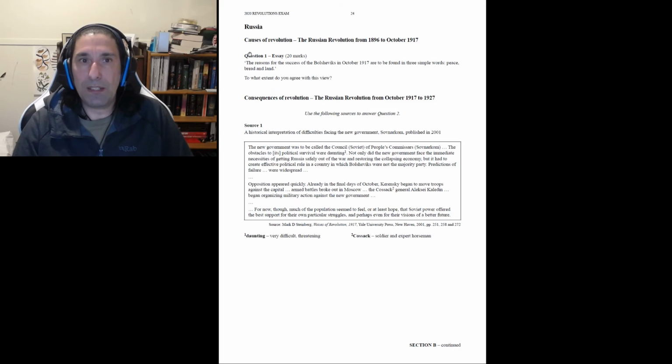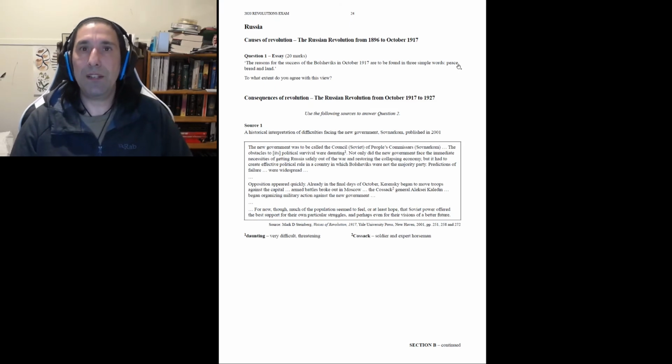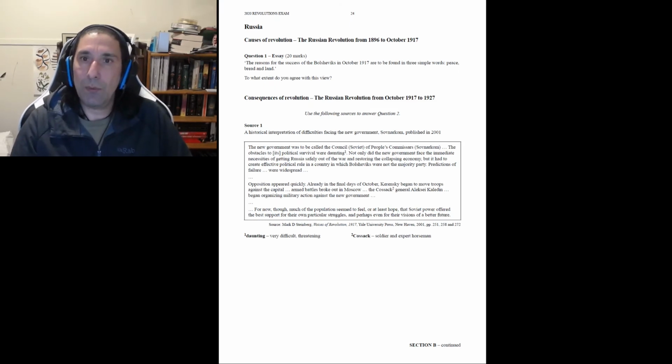So quite a lot to write there. Peace, bread and land, it's a slogan. It's one of the key slogans that Lenin comes up with. The other one being all power to the Soviets. It's those sort of slogans that appeared on many of the banners that were held by protesters during the period, particularly from, say, April, May, June onwards, 1917. But there's a lot you can talk about there.